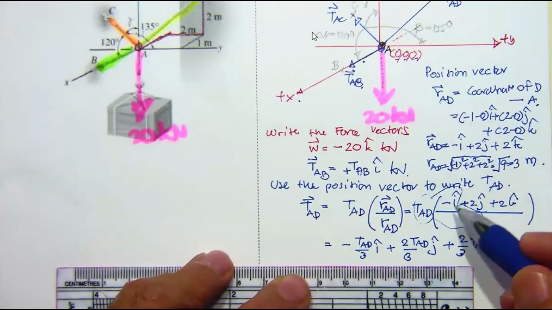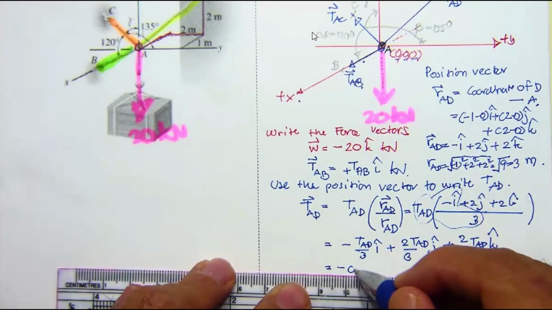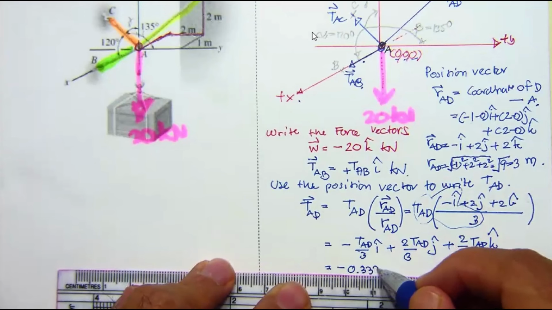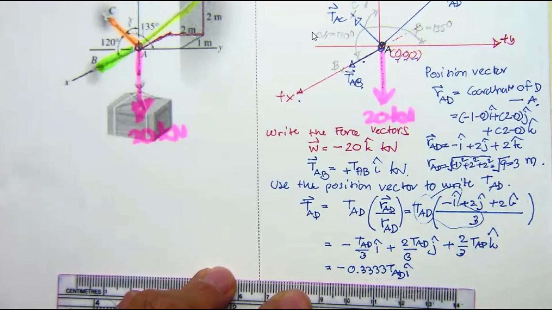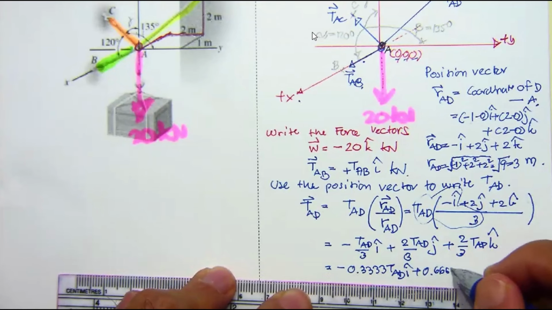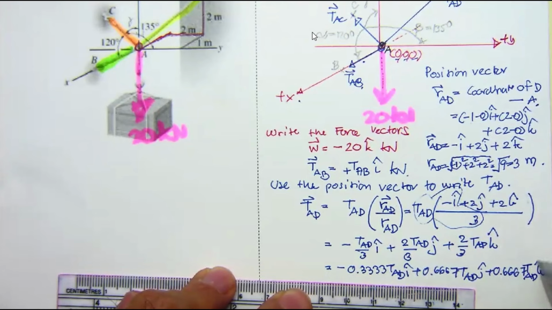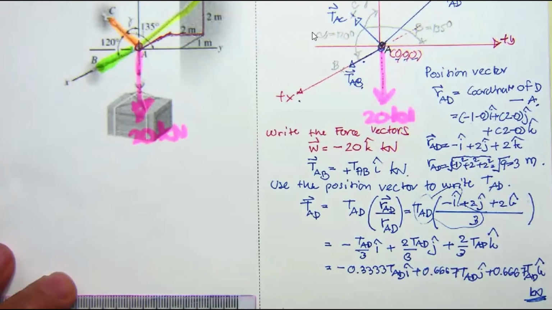If you don't like it, this is minus 1 divided by 3. You may put it as minus 0.3333 T sub AD i. It's up to which one you like. That's going to be plus 0.6667, put it in 4 digits, T sub AD j, plus 0.6667 T sub AD k. And this one must be in the unit of force, kilonewton.